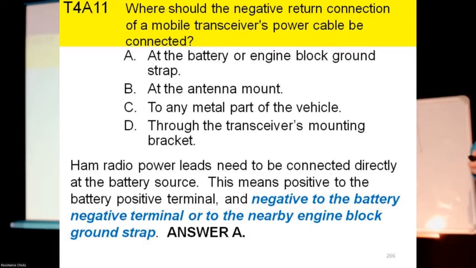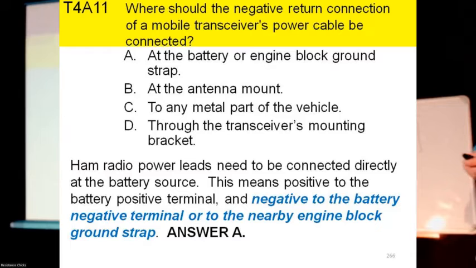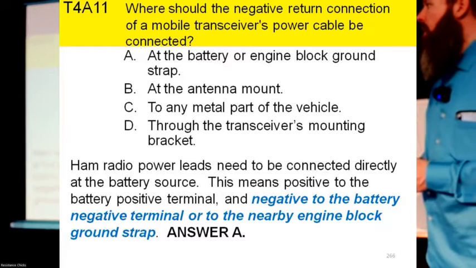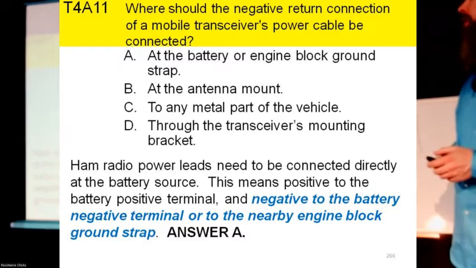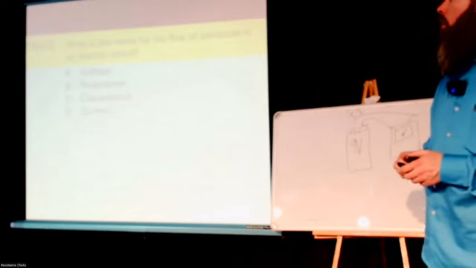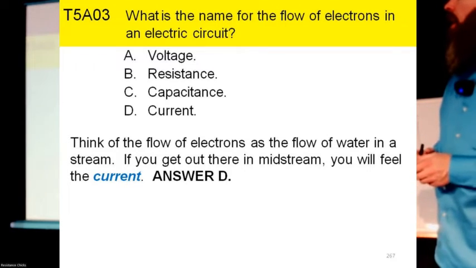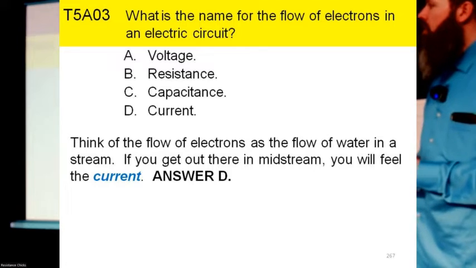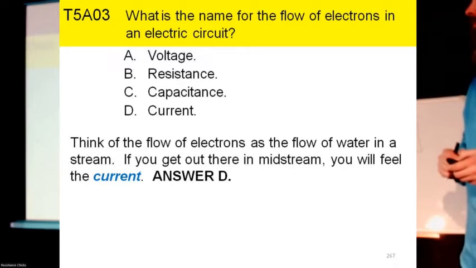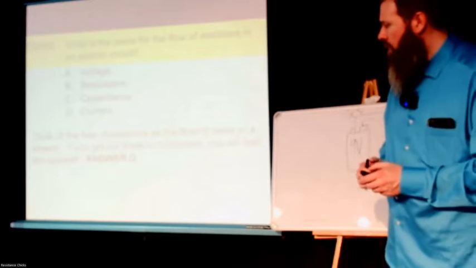Where should the negative return connection of a mobile transceiver's power cable be connected? The answer is at the battery or the engine block ground. What is the name for the flow of electrons in an electric circuit? The answer is current. Yep.